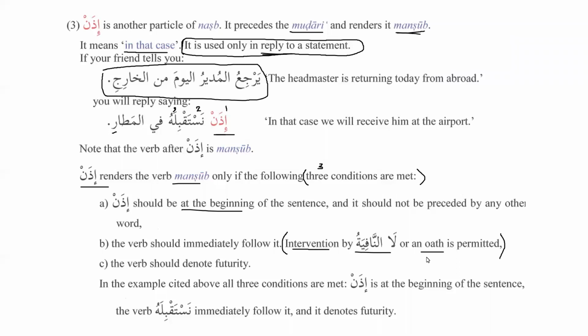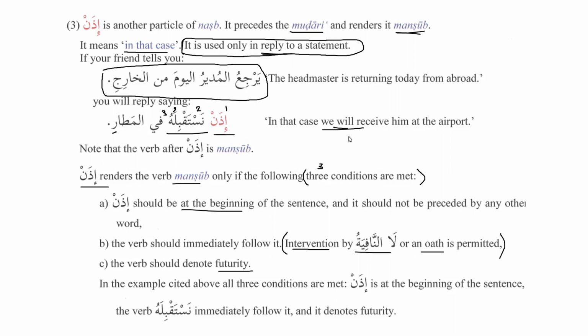So there are two exceptions: if we have la an-nafiya, or if we have an oath, that means al-qasam. And then the third condition is that the verb should denote futurity, and it should tell us about the future. If you look at the meaning over here, it says, in that case, we will receive him at the airport. So condition number one is that it should be at the beginning of the sentence. Condition number two is that the verb should come straight after it. And condition number three is that it should give the meaning of the future. If any of these conditions is not met, that means we cannot use idhan.